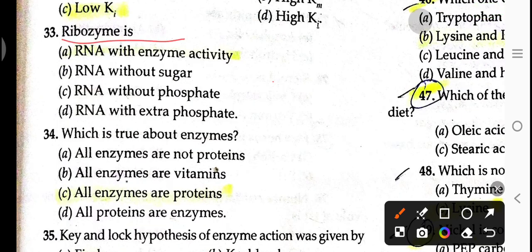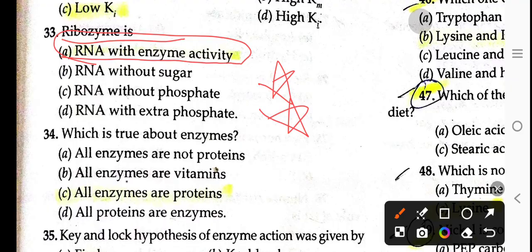Ribosome is, so this is a very important question. Ribosome is an RNA with enzyme activity. Option number A is the right answer. RNA जब enzyme activity के साथ होता है तो उसको हम बोलेंगे ribozymes.